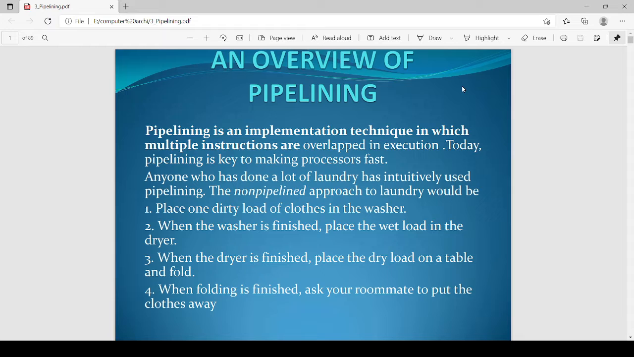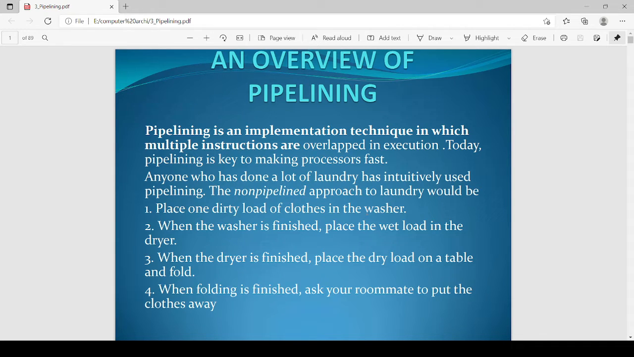In this video, I am going to explain about pipelining and various hazards occurring in pipelining. Pipelining is an implementation technique in which multiple instructions are overlapped and executed in one clock cycle to increase the speed of the processor. Multiple instructions are overlapped and executed to increase the speed of the processor.